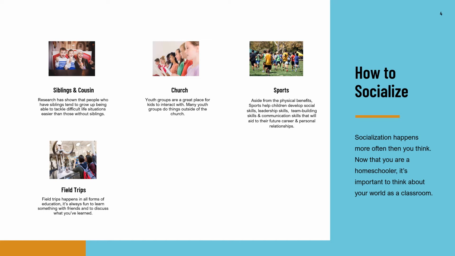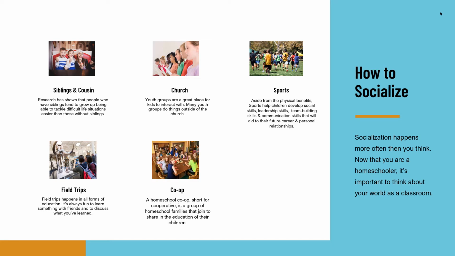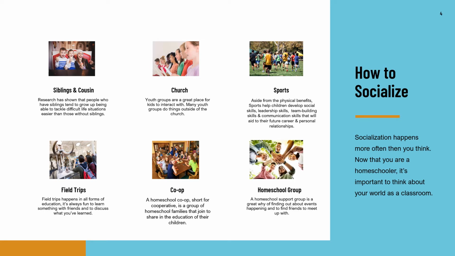Field trips. Field trips happen in all forms of education. It is always fun to learn something with friends and discuss what you've learned. Co-ops. A homeschool co-op, which is short for cooperative, is a group of homeschool families that join together and share in the education of their children.